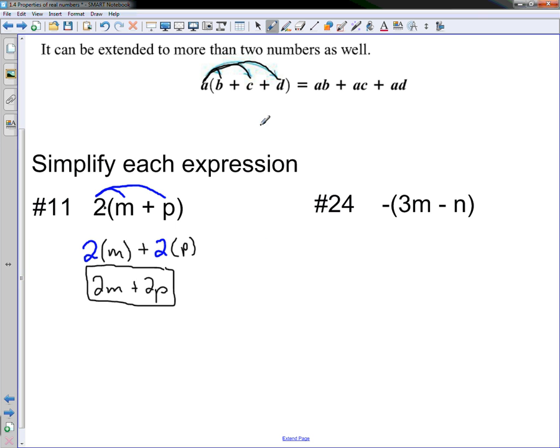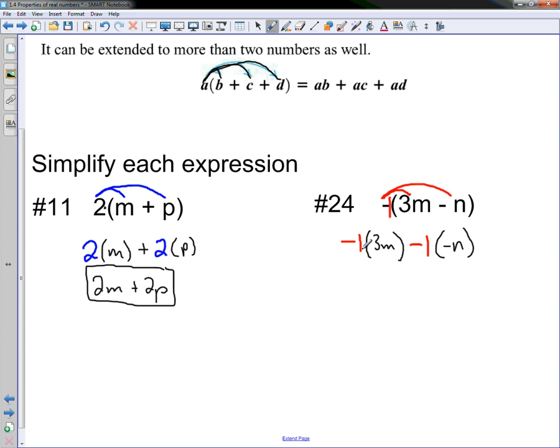Okay. On the second example, we have a negative sign in front of a parentheses. What that means is we really have a negative 1 in front of our parentheses. We're going to distribute it. So that gives me negative 1 times 3m and a negative 1 times a negative n.